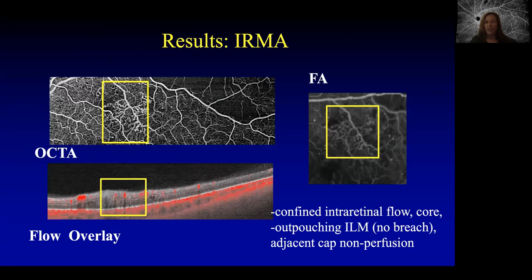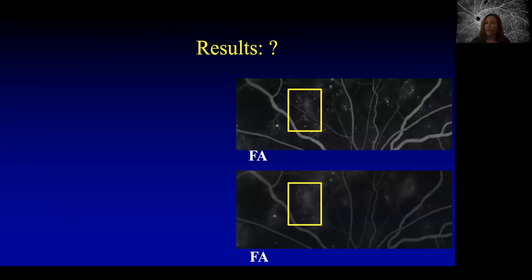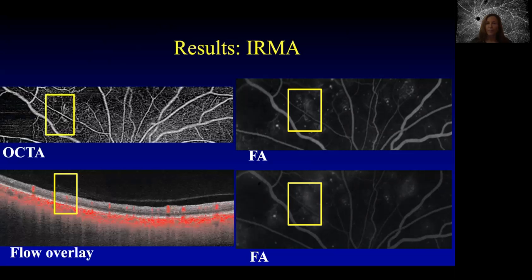IRMA demonstrated intraretinal flow with a core of flow and outpouching of the ILM, but no breach through the ILM, as seen here on the flow overlay. There were often areas of capillary non-perfusion noted adjacent to IRMA on the OCTA. So here is a fluorescein angiogram showing subtle leakage. What is this lesion? OCTA shows irregular branching, and on the flow overlay, it's seen that this lesion does not extend through the ILM, so this is consistent with IRMA.